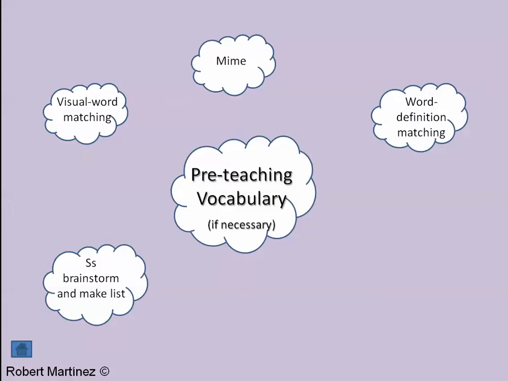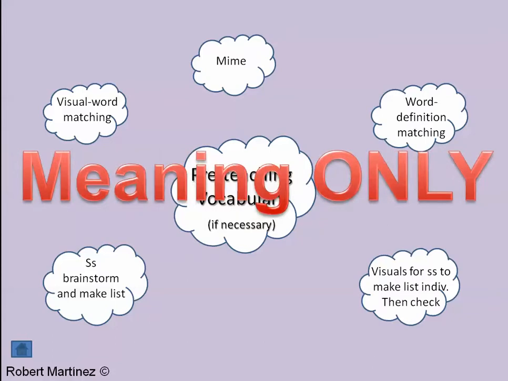But very often students know some of the vocabulary, and it's very important that we don't just pre-teach for the sake of it, because very often the students already have the language. You could also give them a word definition matching exercise, or visuals for students to make a list individually and then check whether they had any of that language. Remember that when pre-teaching vocabulary, we're dealing with the meaning only, and so this is done pretty quickly.